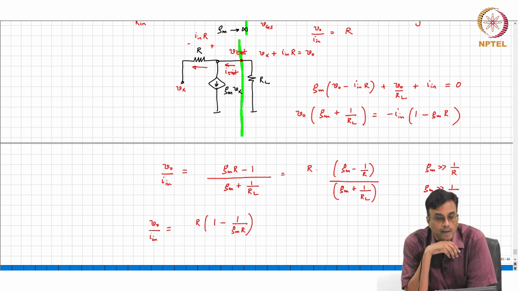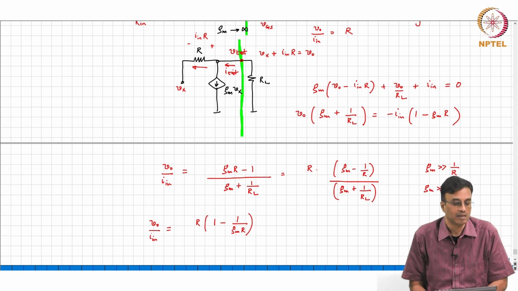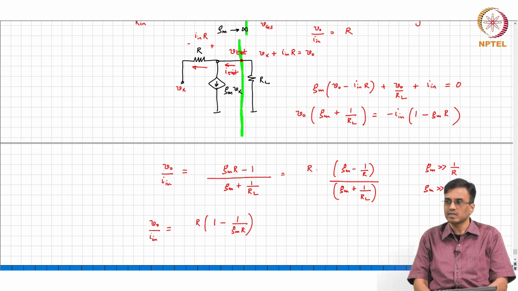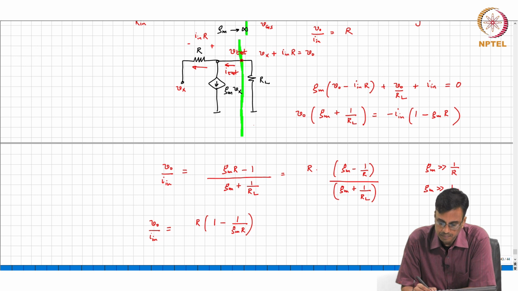What is Vx? V test. Okay, why? No current is flowing through the resistor. So, what is I test therefore? Gm times V test. So, we apply a voltage V test and the current flowing is Gm times V test. So, what is the output resistance? 1 by Gm.